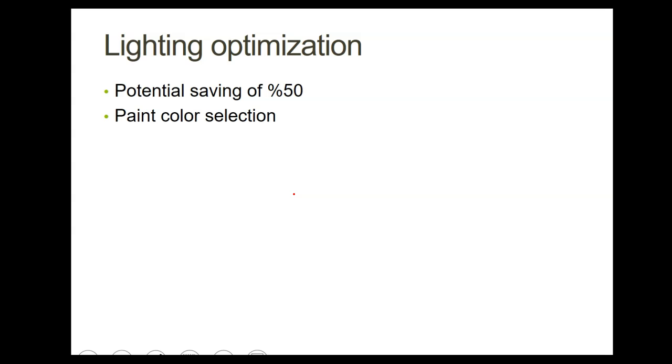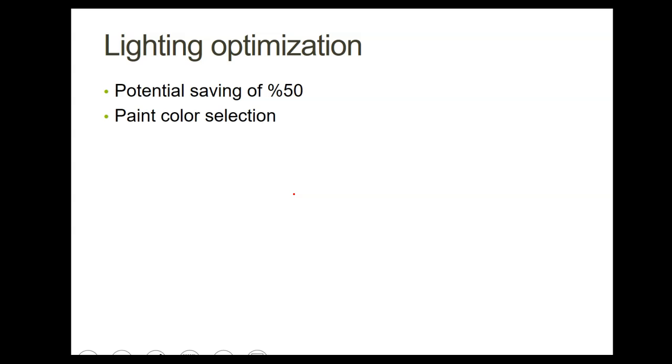Optimization is key. Yes, you can have a light bulb that consumes only 10 watts, but if you have 10 of those, that's 100 watts. And over time, this will cost you some money. So you can have a potential saving of 50% of your power bill.